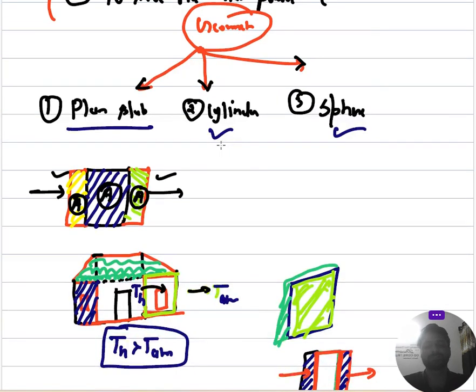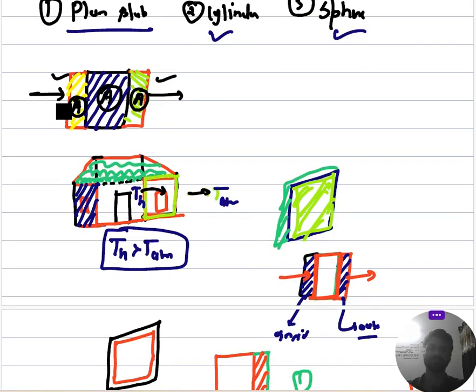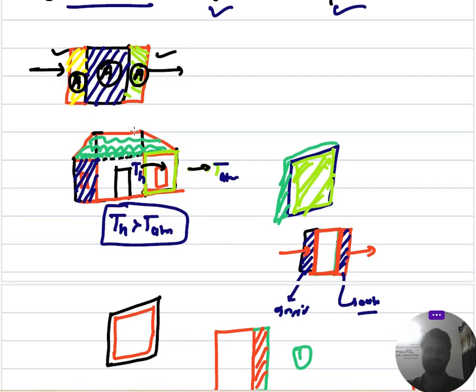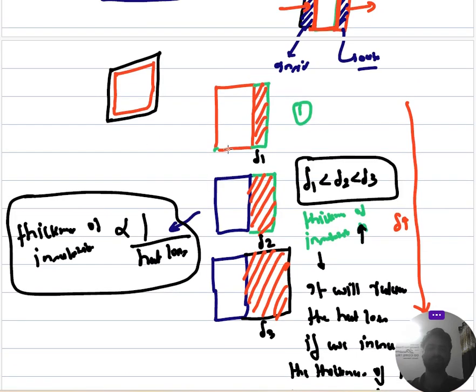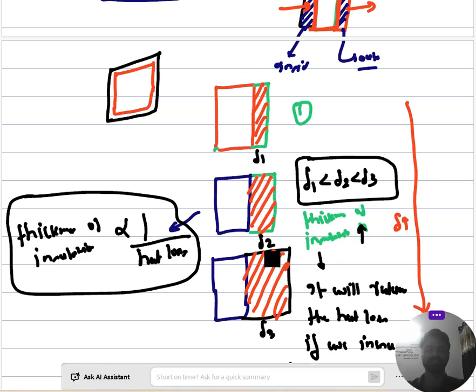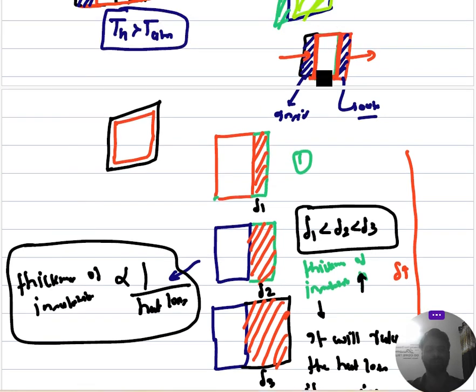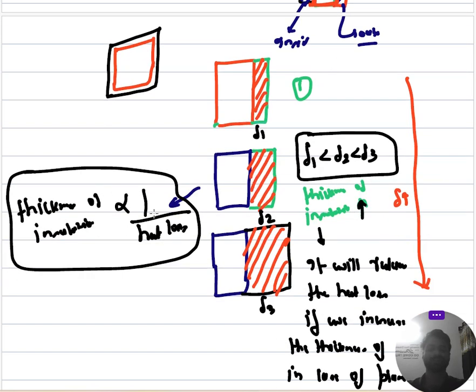So if I'm talking about the kind of geometry that we have studied till now in heat transfer, the geometries are plane slab, sphere and cylinder, right? So in case of a plane slab, you can see that the rate of heat transfer is happening through a cross sectional area, and the cross sectional area is constant. And if delta 1, delta 2, and delta 3 are the thicknesses of the insulation here, if I'm adding the insulation in the plane slab, what is happening? If you are increasing the thickness of insulation, then the rate of heat loss will be decreasing.